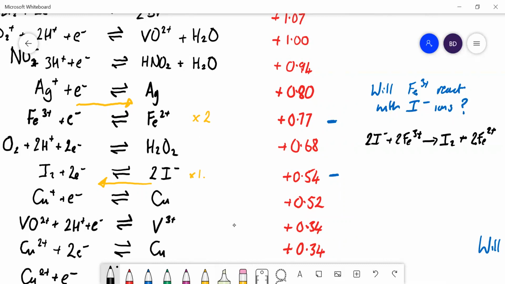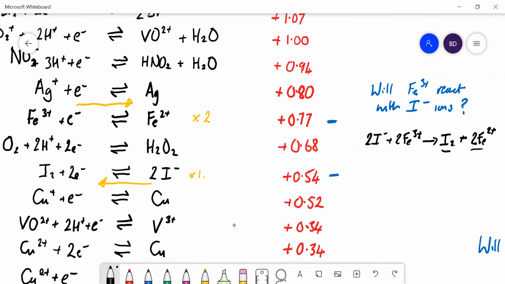So that's why it's impossible to have a solution of iron(III) iodide. You can't have it because it would react. The ions would react with themselves. You get some iodine produced, and you turn into Fe2+. Okay, so we've successfully seen that one can react there.